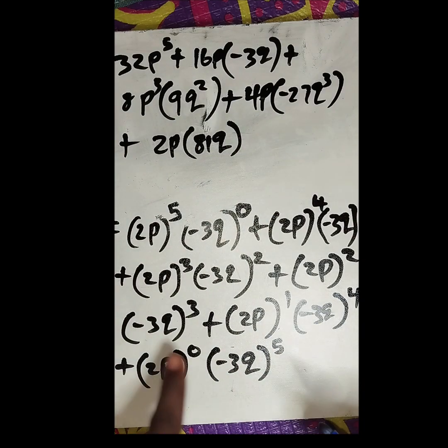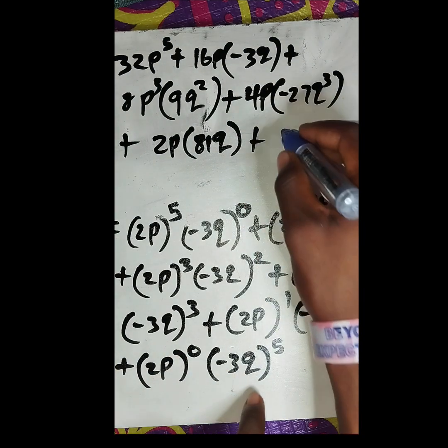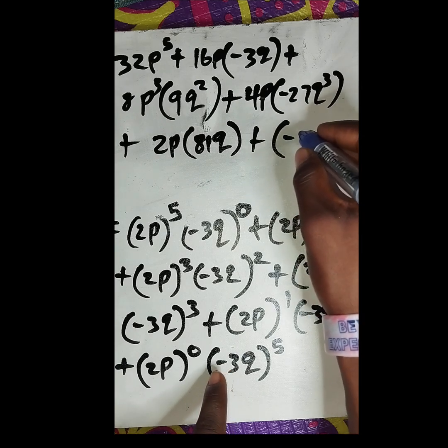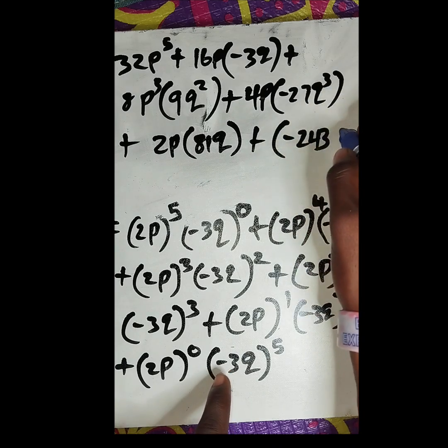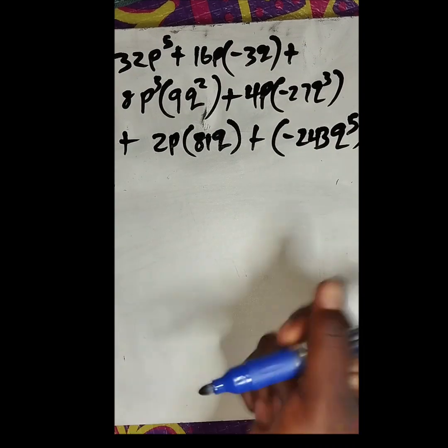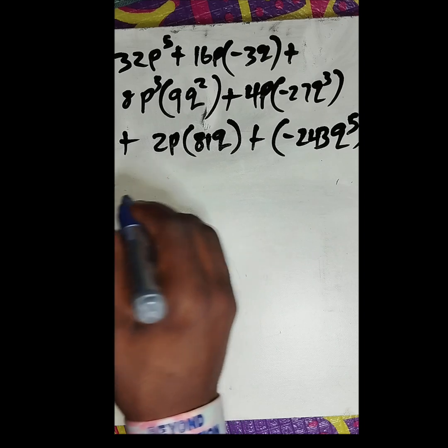This next, this raised to the power of 0 is 1. Then we have this would be minus 243q raised to the power of 5. We are almost done. We're almost done.